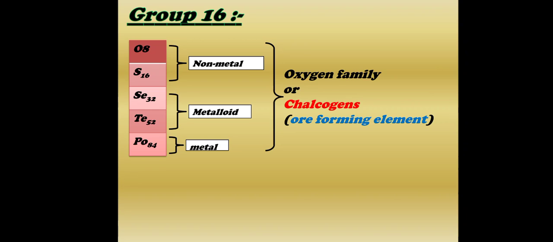Group 16 elements, if we talk, the first two elements are oxygen and sulfur. These are non-metals. Next, selenium and tellurium are metalloids, and the last one is polonium, which is a radioactive metal.